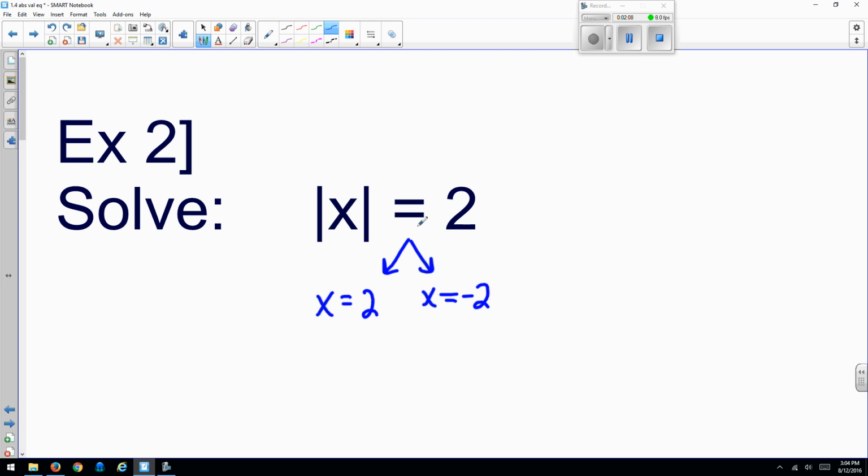So whenever we have an absolute value equation, this is what we're going to do. We're going to branch off from the equal sign, and we're going to set one side of it equal to the positive form of what's on the right-hand side, and the other one equal to the negative form of what's on the right-hand side. And you'll see this in the next example as well.